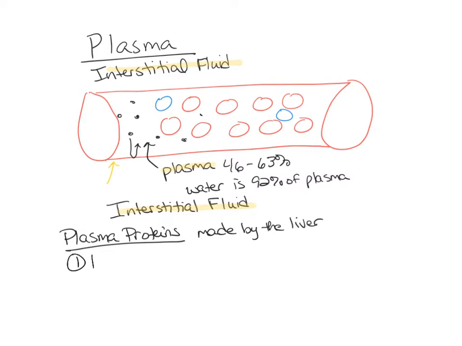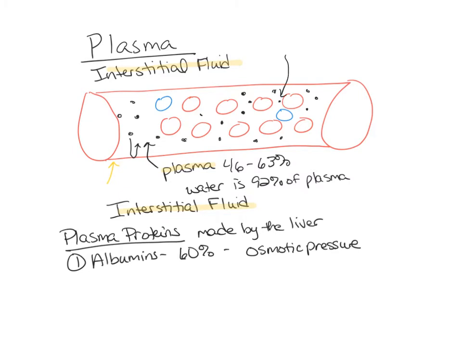Albumins make up 60% of the plasma proteins. Because they are the most abundant plasma proteins, they are the major contributors of the osmotic pressure of plasma. So what does this mean? This means that albumins make up a lot of the solutes inside the blood, and they draw water into the blood vessel. Remember that water wants to move towards the solutes, so water is moving towards the albumins, which are causing this osmotic pressure and kind of pulling the water towards it.